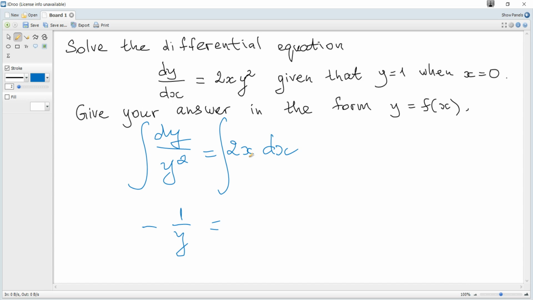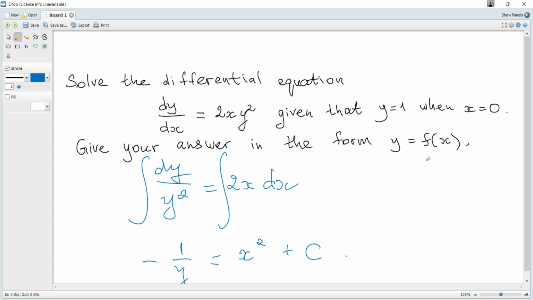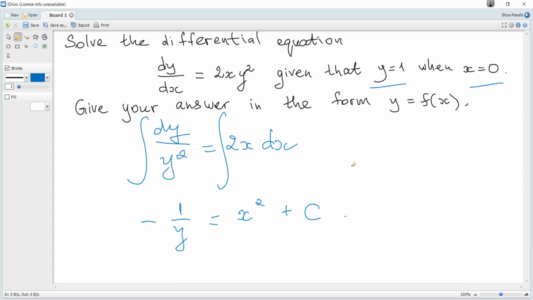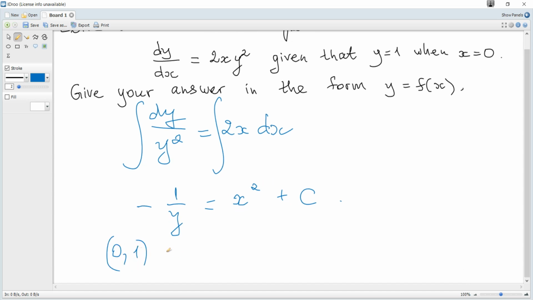And what is the integral of 2x? Applying the same rule, integral of x, it's what? It's x squared over 2. 2 over 2 is 1, so it's just x squared plus constant. To find the constant, we need some point or some additional information, and it is given that when x is 0, y is 1, so substituting 0, 1, we get negative 1 over 1 is 0 squared plus c, so c is negative 1.